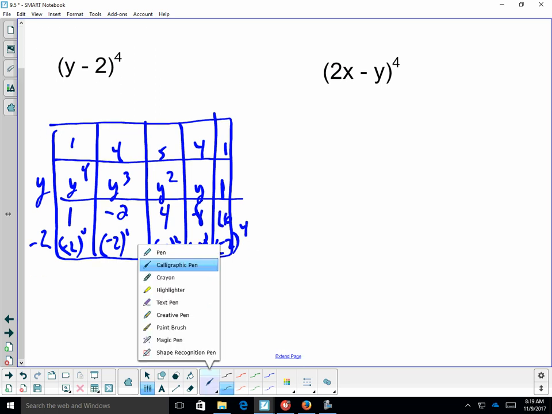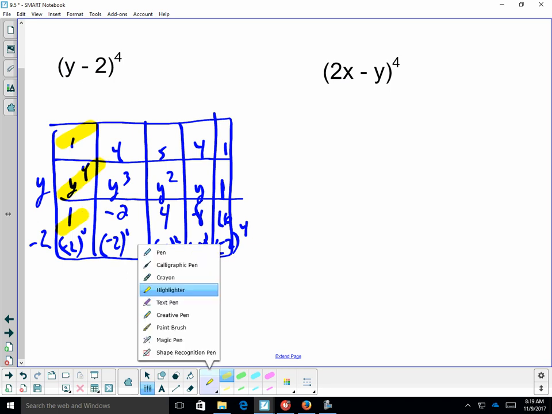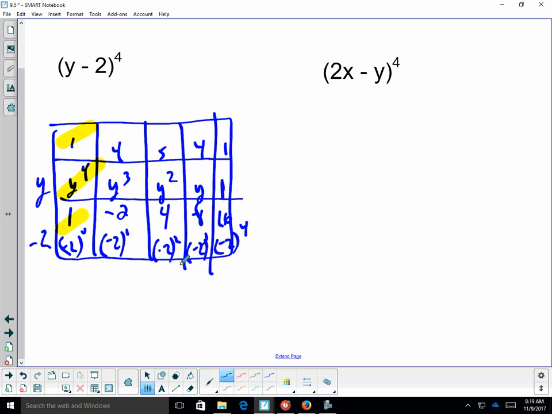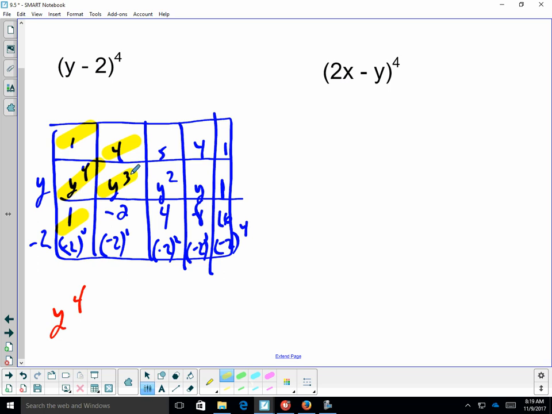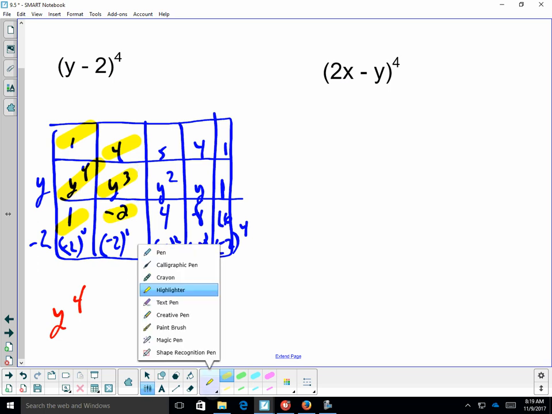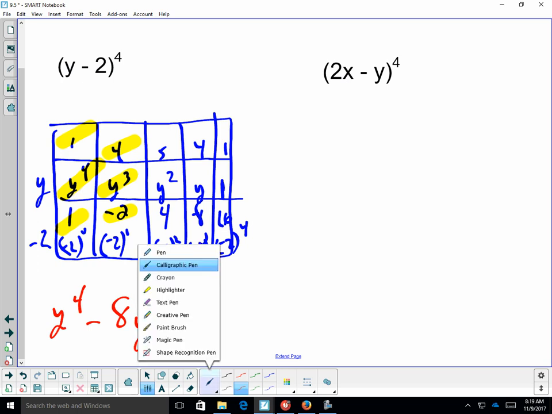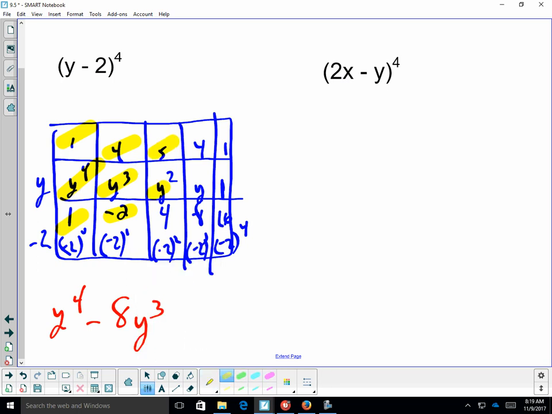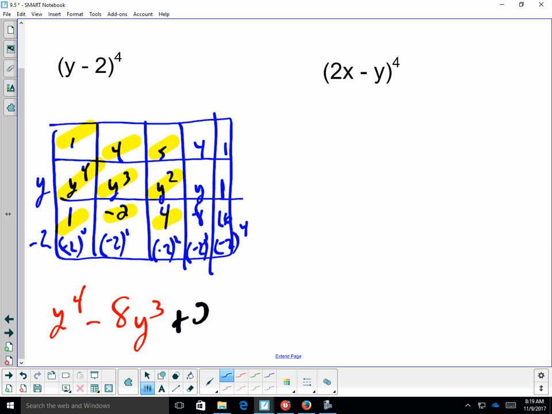When I multiply my coefficients, 1, y to the fourth, 1, I'm going to get y to the fourth. Multiplying my coefficients here, 4, y to the third, negative 2, it's going to be negative 8, so I'm going to write minus 8y to the third. Now I'm going to have 5 times y squared times 4. Notice it's positive, so I'm going to have plus 20y squared.